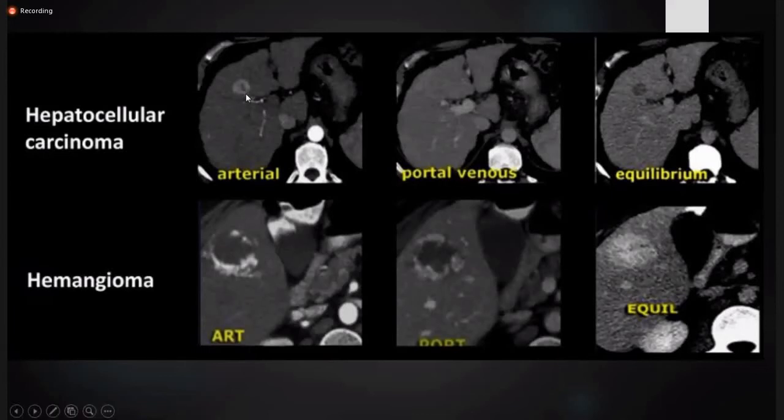In the first line, this is hepatocellular carcinoma, and then the second line, this is hemangioma. On the arterial phase, hepatocellular carcinoma will enhance, and on the delayed images, it will become black. In hemangioma, the opposite will happen. In the first image, it will be darker, and then in the last image, it will be brighter. It takes up more contrast. So triphasic CT will tell you whether it is cancer or a benign disease.